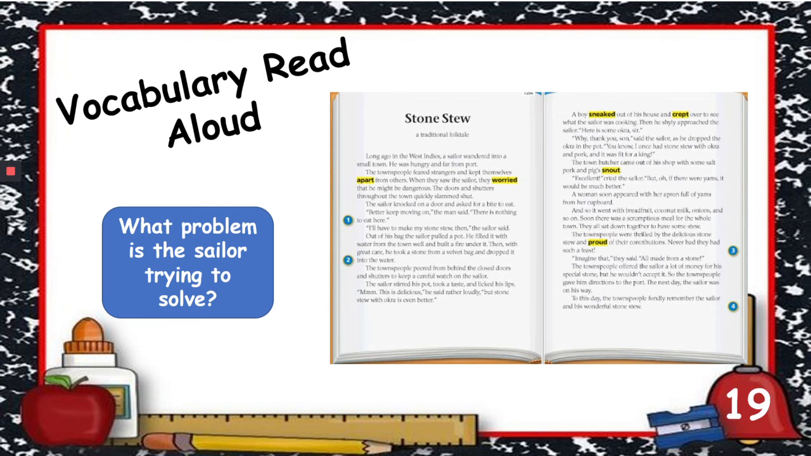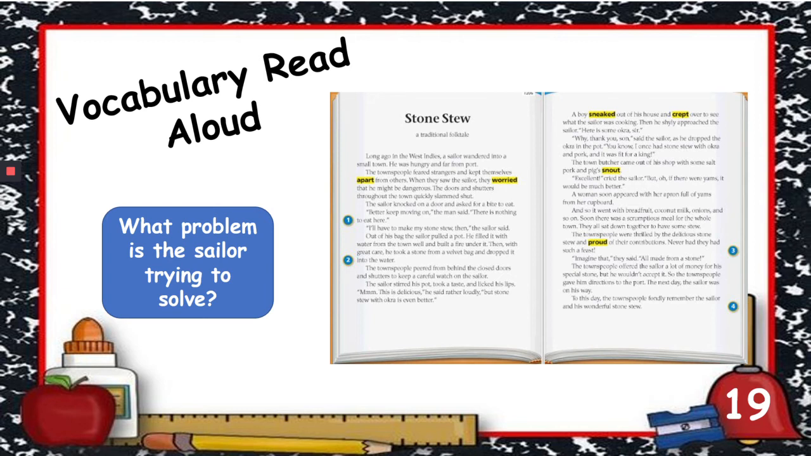"Why, thank you, son," said the sailor as he dropped the okra in the pot. "You know, I once had stone stew with okra and pork, and it was fit for a king." The town butcher came out of his shop with some salt pork and pig's snout. "Excellent," cried the sailor. "But oh, if there were yams, it would be much better." A woman soon appeared with her apron full of yams from her cupboard. And so it went with breadfruit, coconut milk, onions, and so on.